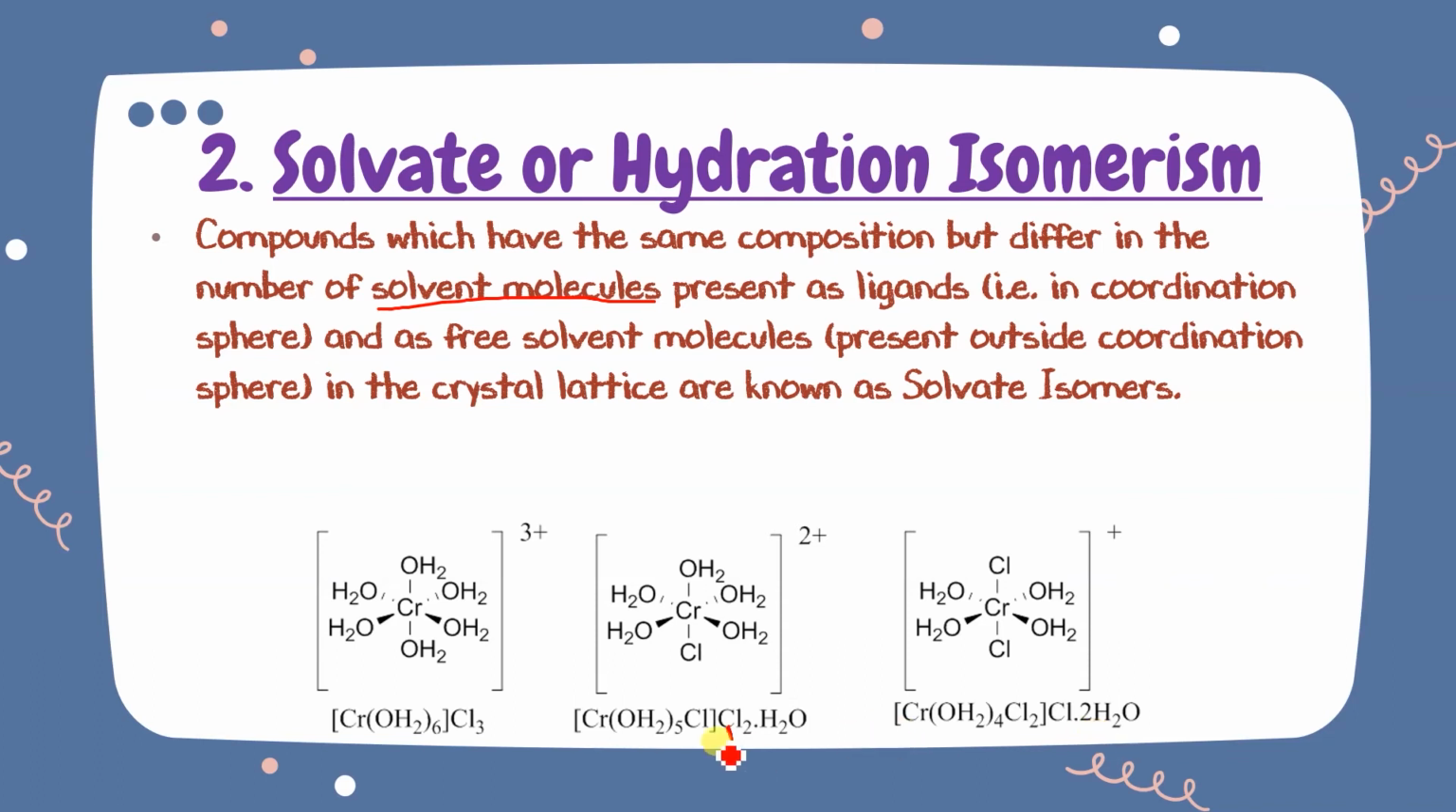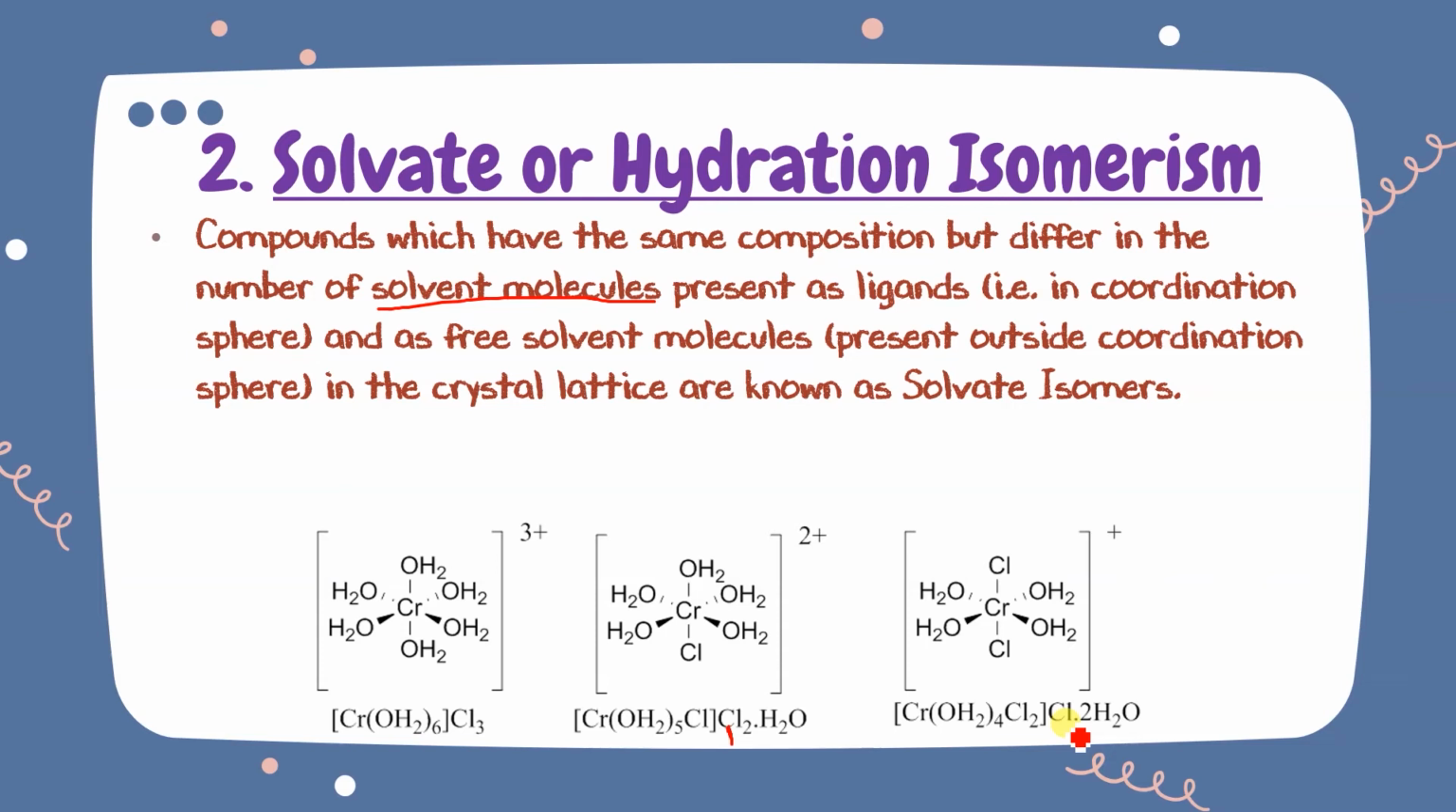Yes. So the name of this compound will be hexaaqua chromium(III) chloride. Here it will be pentaaquachloro chromium(III) chloride. What about this water? So you have to write monohydrated as a prefix. Okay, monohydrated pentaaquachloro chromium(III) chloride. Here it will be dihydrated. Yes, dihydrated tetraaquadichloro chromium(III) chloride. I hope it is clear.